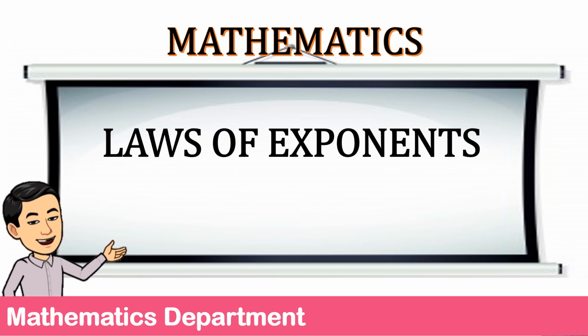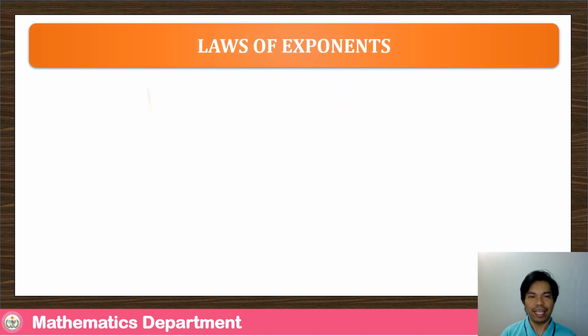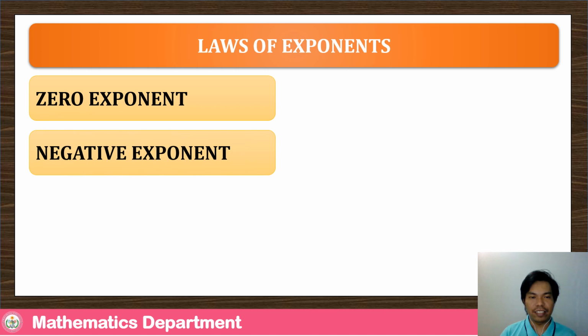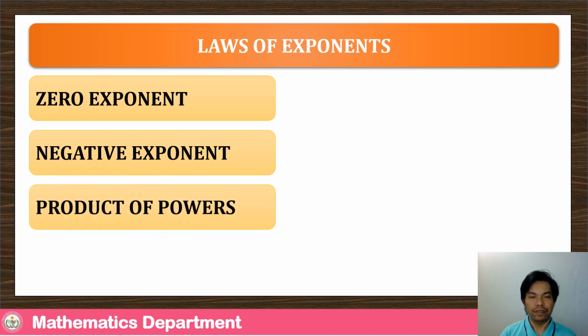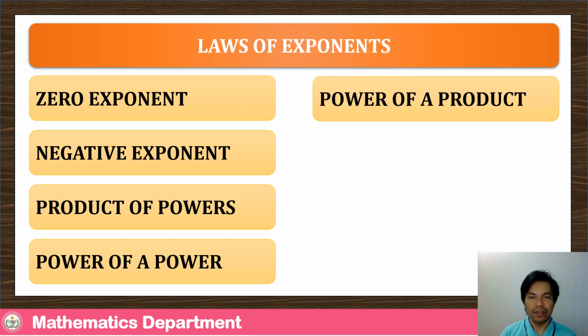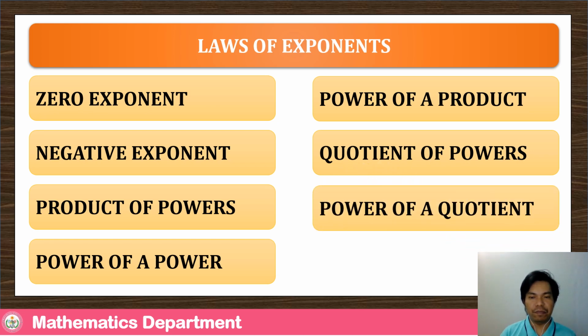So, ngayon ay pag-aaralan naman natin ang tungkol sa different laws of exponents. Sa video tutorial na ito ay itong mga laws of exponents na ito ang ating pag-aaralan. One is ang zero exponent, second, negative exponent, third, product of powers, fourth, power of a power, fifth, power of a product, sixth, quotient of powers, and seventh, we have power of a quotient.